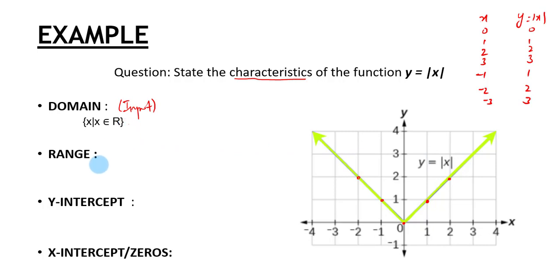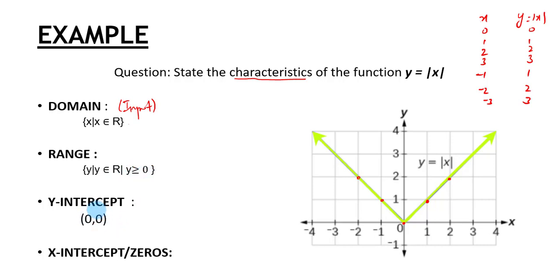What about the range of the function? The range is the output values it produces. You see that it always produces a positive value. It cannot produce a negative value. So the range is all the real numbers whose value is always positive. That is why we say y is always greater than or equal to 0.